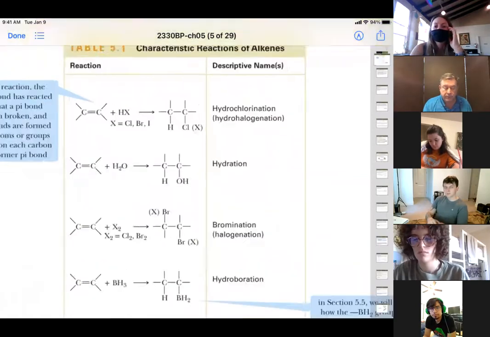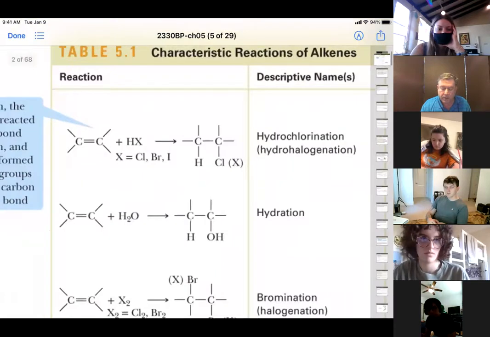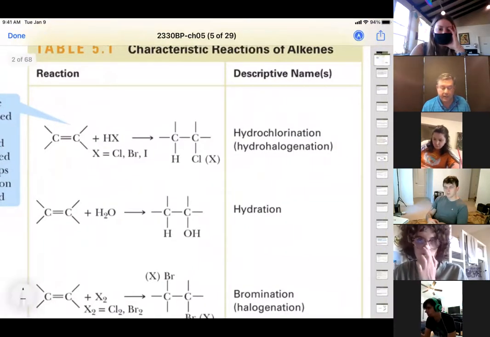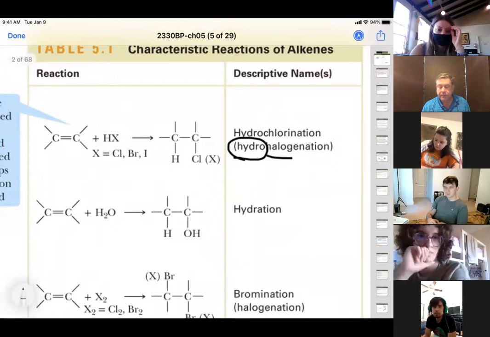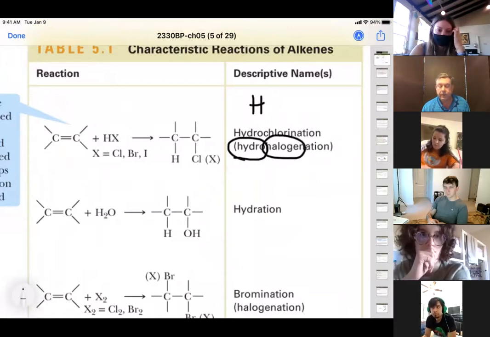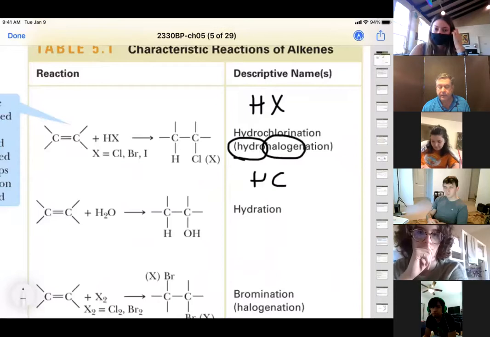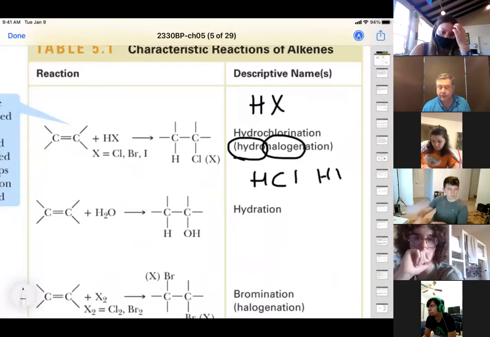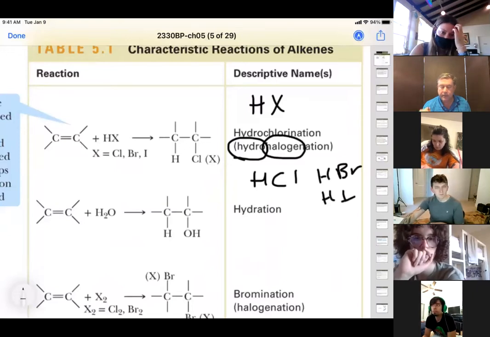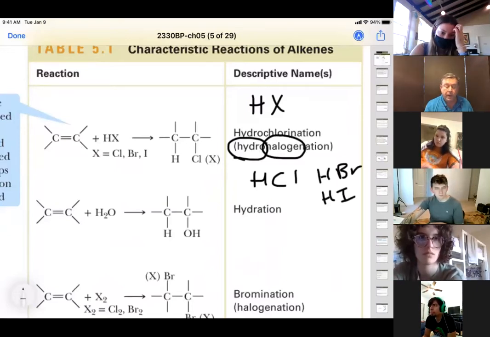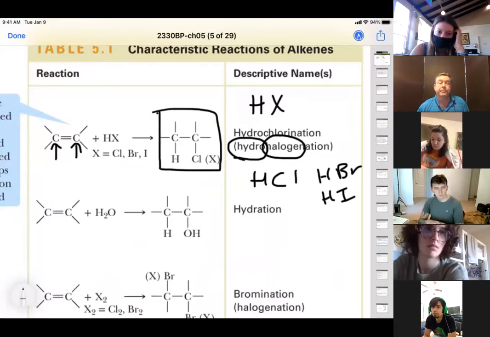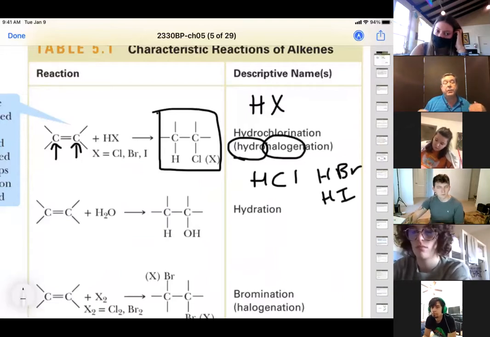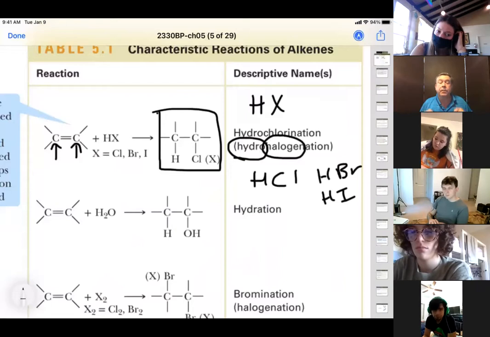So let's look at the first one here. The first simple one is what we call hydrohalogenation. Hydro means hydrogen and halogen means halogen, so think HCl, HBr, HI. How would that look? We would put a hydrogen on one side and a halogen on the other side. In this case, our alkene becomes an alkane. In all these reactions, we're taking away the double bond by adding one thing to each carbon.